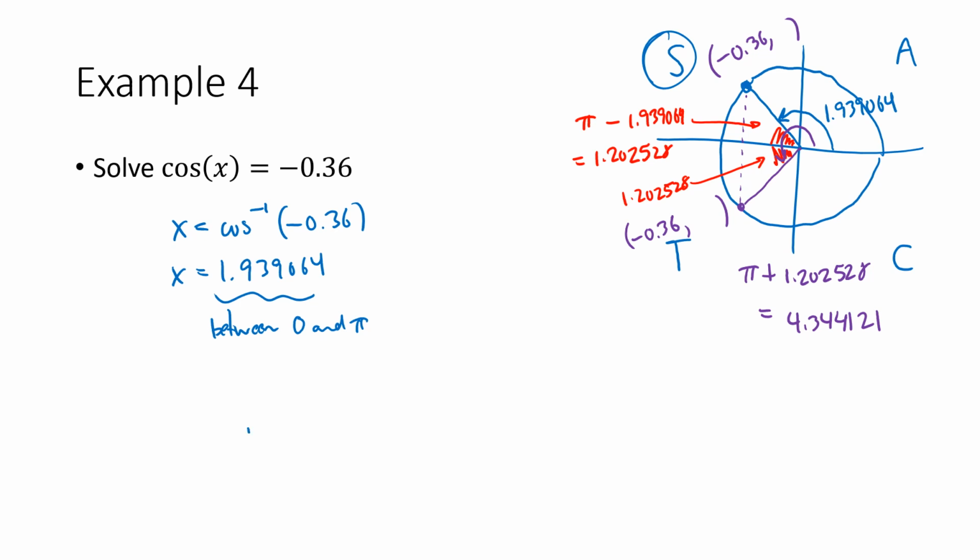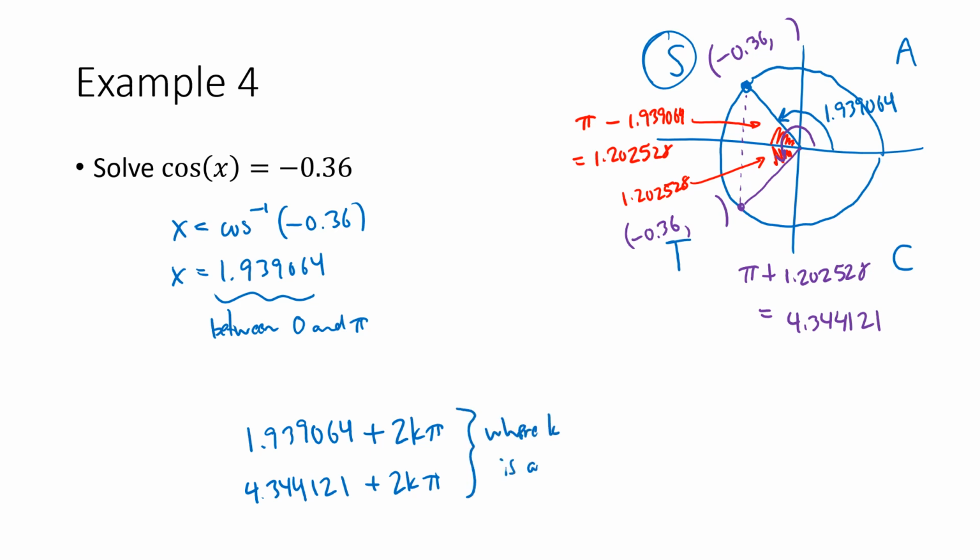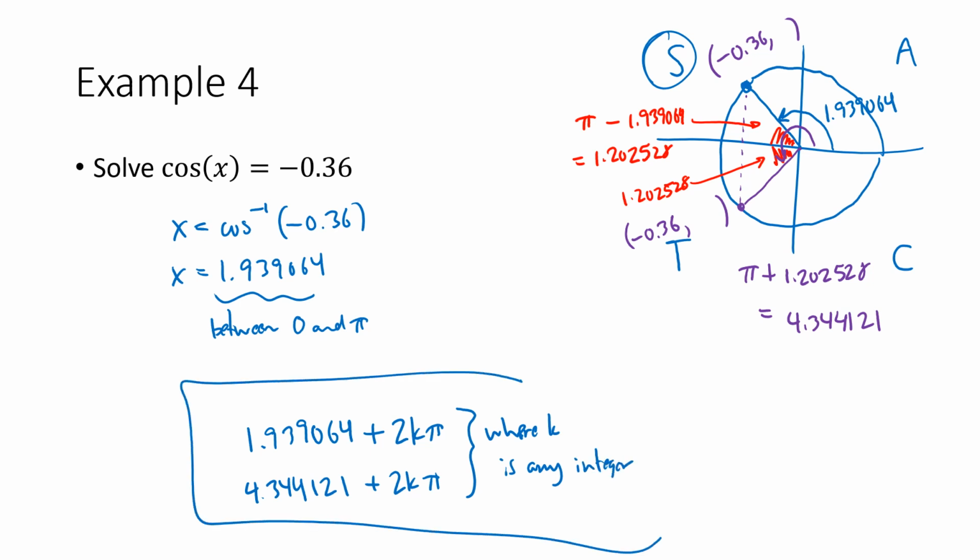Those two solutions are 1.939064, that's the one we got from the calculator, and we've also got 4.344121, that's the solution that we just figured out using reference angles. Now this one did not have a restriction on where the solutions could live, so we're back to needing to put plus 2k pi, and again where k is any integer. And that would be our solution to this equation.